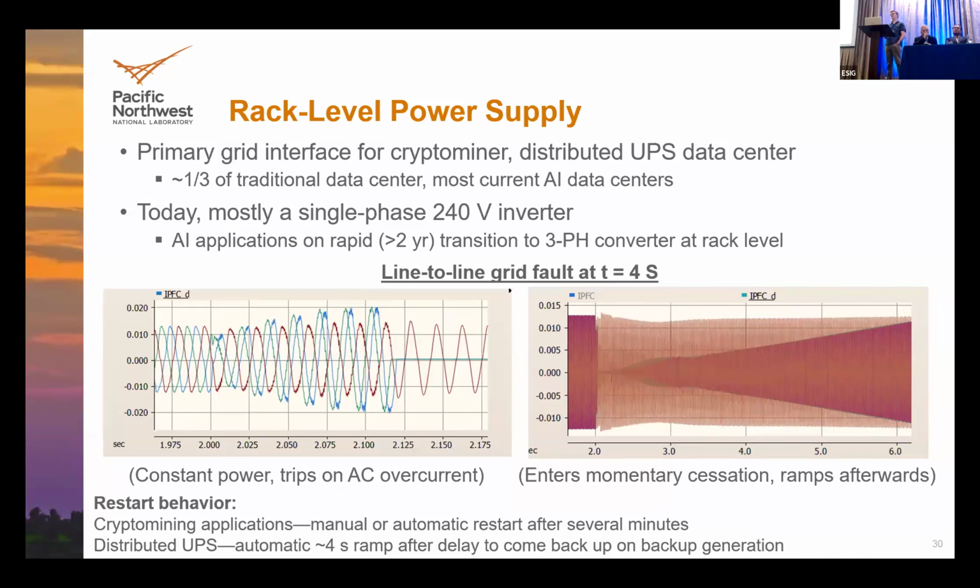This is another area where developers are still kind of working on implementing this behavior. So you won't necessarily see this fast reconnection in this kind of distributed UPS data center today, but people like via the Open Compute platform are pretty earnestly working on those kinds of features.